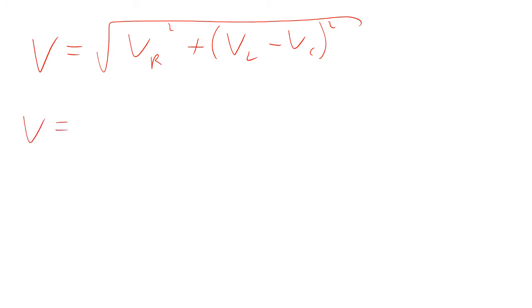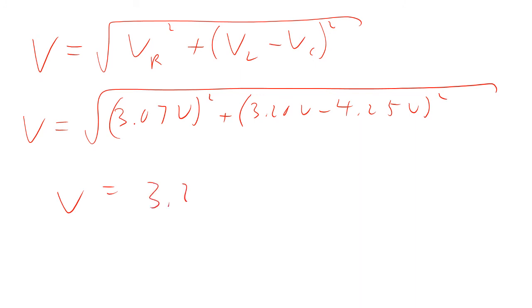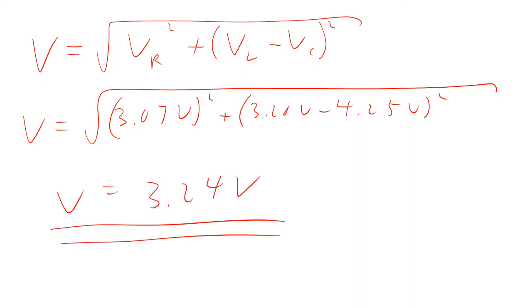If you do that and figure this out, that would be the square root of 3.07 volts squared plus 3.20 volts minus 4.25 volts, squared, and that comes out to be 3.24 volts RMS. Now that is within rounding error of what we know it's supposed to be, which is 3.25 volts RMS. So that means you have to add it in this fashion.